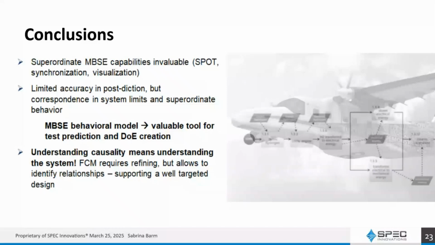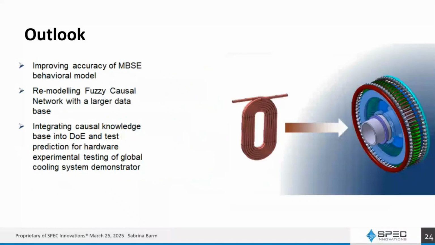All of that, of course, is not the end of the road. This is where the fun begins. We're now working really hard on improving the accuracy of our MBSE behavioral model, and we're working on gaining a larger database through simulation and further testing to remodel our fuzzy causal network and gain a larger causal knowledge base. And we will integrate all that to do a test prediction and DOE for the physical testing of a demonstrator of our global cooling system and motor.